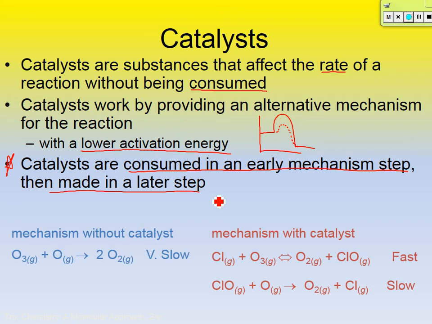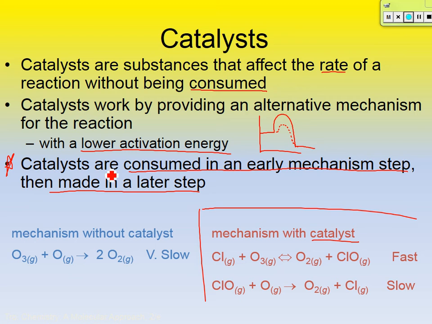Here's an example of a mechanism without a catalyst and with a catalyst. So we've got O3 plus O goes to 2 O2s. And it says very slow right here. So there's no catalyst here, it goes very slow. Well, if you put a catalyst in this reaction, it can go faster. Now I wanted to ask you though, looking at this mechanism with a catalyst, I want you to identify the catalyst. Which one of these substances is the catalyst?